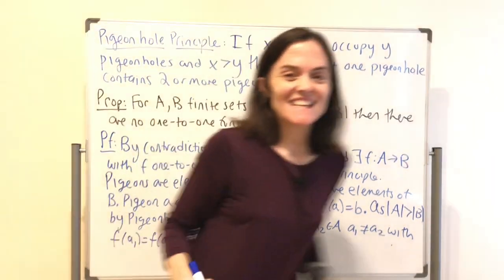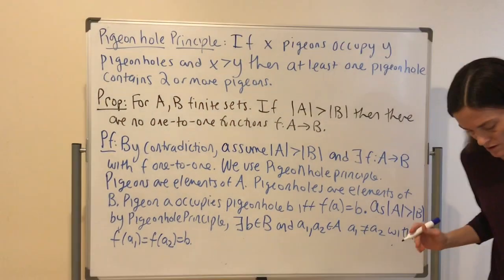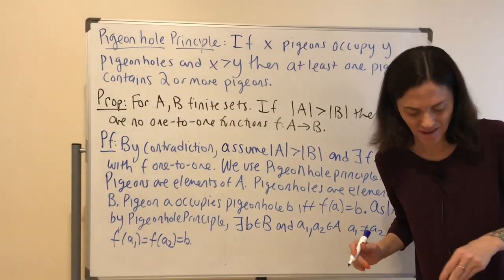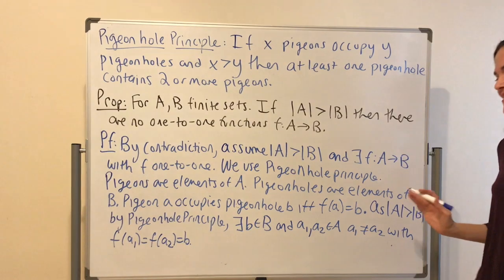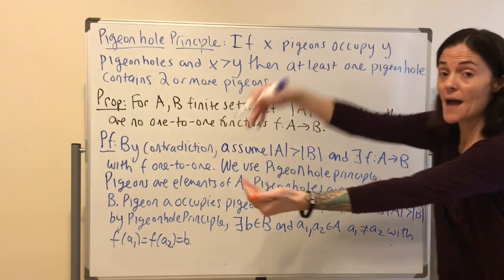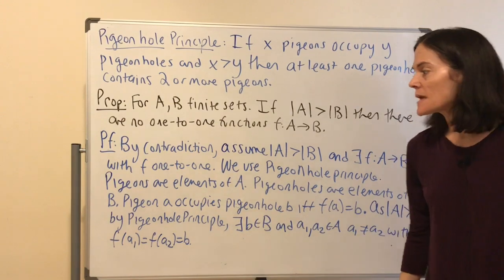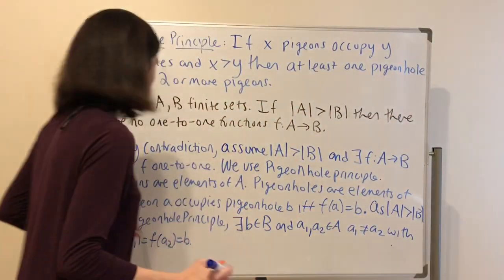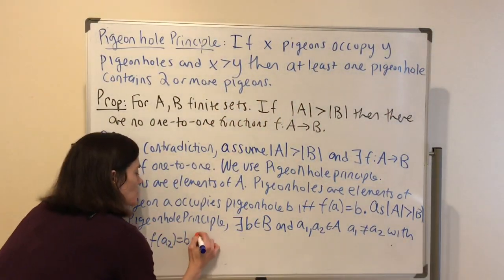Now if you look at this, you realize we have our contradiction. Because we have two different elements of A that map to the same element of B. This says f is not one-to-one. This contradicts.